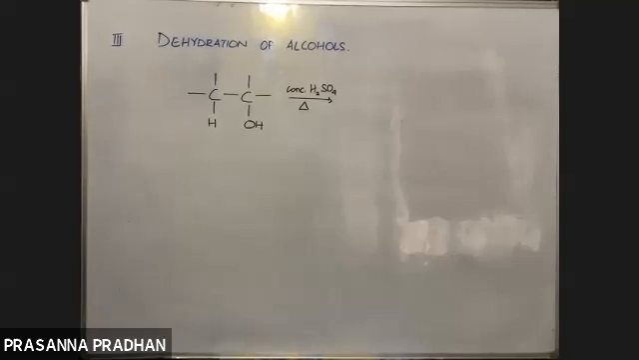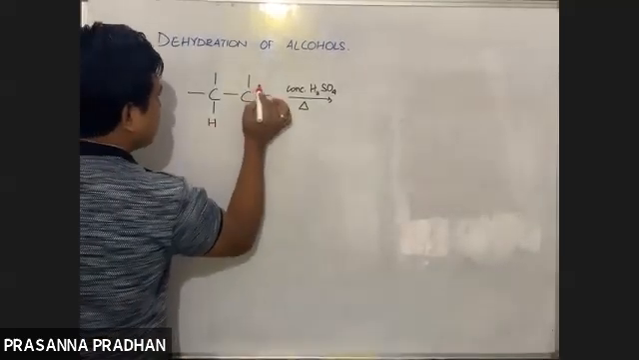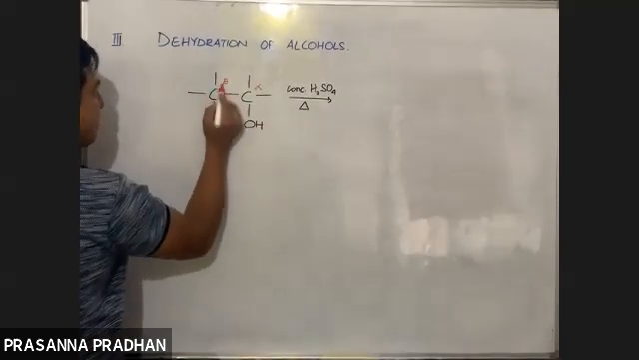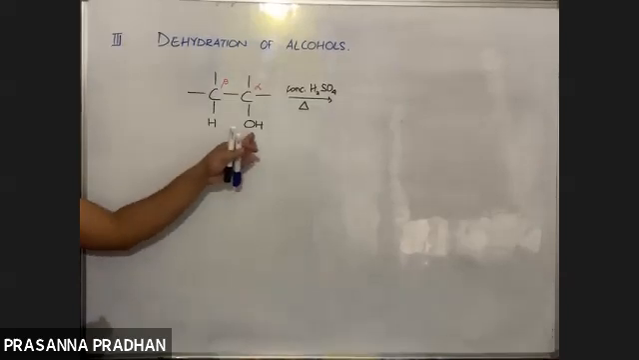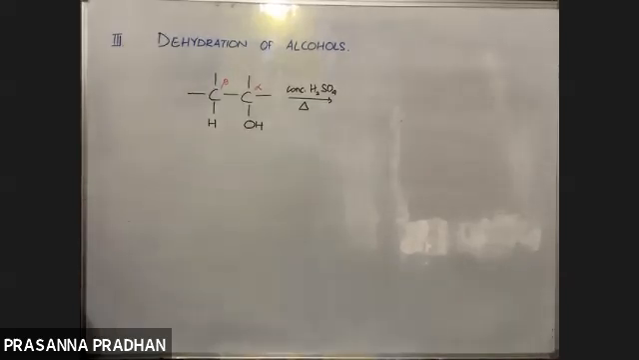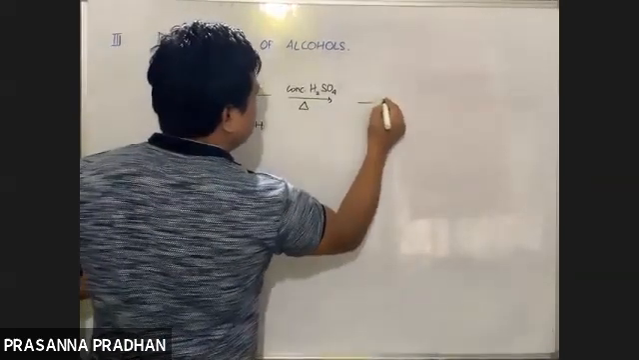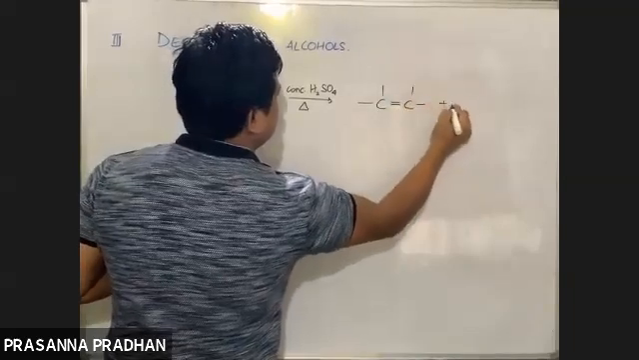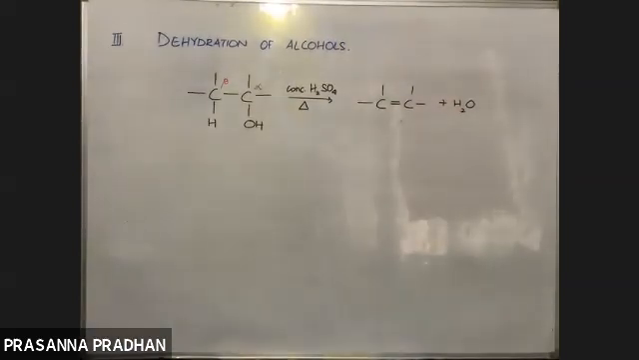As I have been telling you, the carbon atom containing the OH group is known as the alpha carbon. The next carbon is known as the beta carbon. Just as in the case of alkyl halides, from the alpha carbon, OH will be lost, and from the beta carbon, H will be lost. In between alpha and beta carbon, a double bond will come, plus a water will be lost. So elimination of water is taking place.